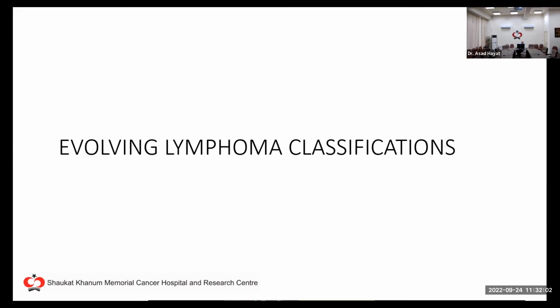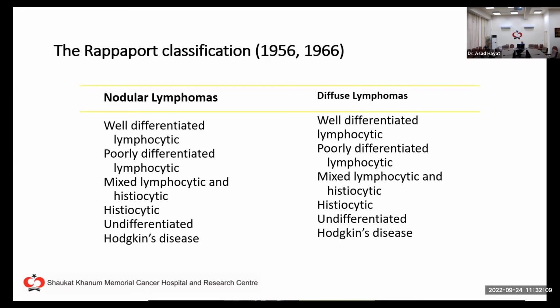And in lymphoma, this has also been going on now for close to a century. So we can see that in the 1950s and 60s, based on what was available then, which was basically hematoxylin and eosin stains, we had a classification of lymphomas, which were divided into nodular and diffuse. And then based on the mixture of cell types, whether they were small or large or mixed, whether they look like histiocytes. So we had a variety of entities.